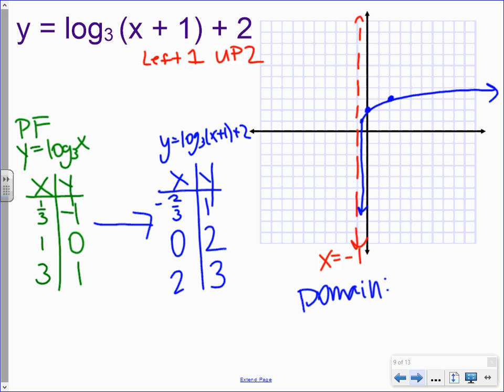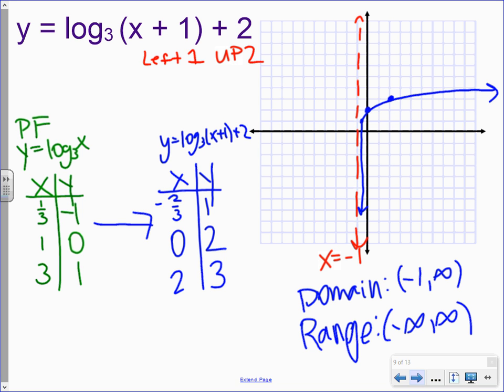Where do we have x values? Good. Negative 1 to infinity. From above the asymptote, we have values, right? Okay. Good. Our range, everybody? All real numbers.